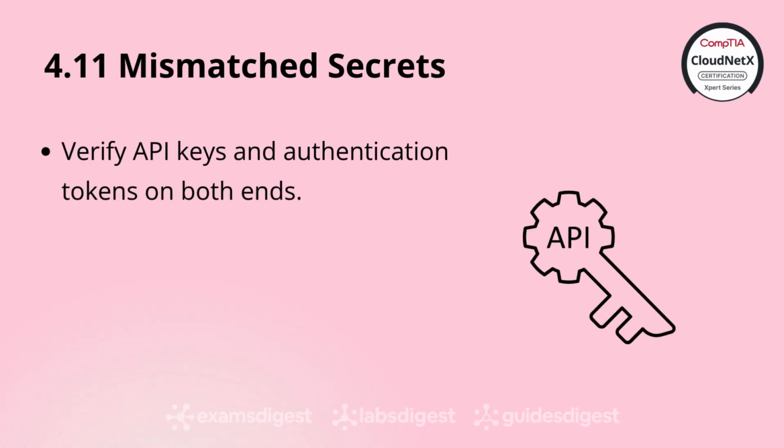A third cause of failures is mismatched secrets in API authentication. If a client and server don't share the same API key, token, or encryption key, authentication will fail. Using logging tools to check authentication failures and verifying API configurations can help pinpoint these mismatches.